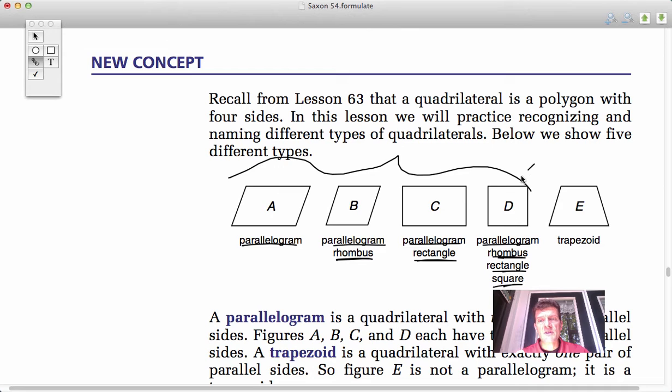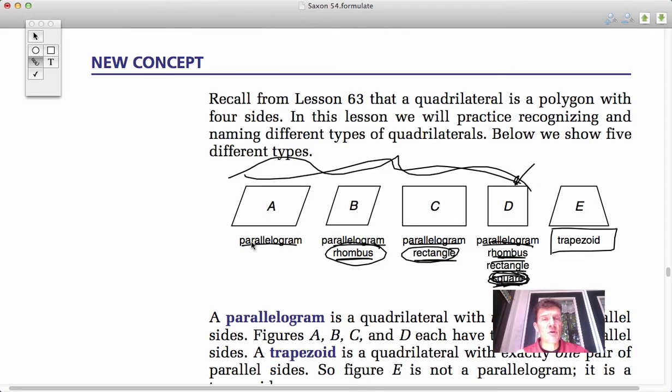And this one, object D, is even more specific. It's a parallelogram, a rhombus, a rectangle, but even more detailed, it is also a square. So we're going to talk about what makes something a parallelogram, what makes something specifically a rhombus, what makes something specifically a rectangle, and what makes something specifically a square. And then you'll notice the fifth one here is all by itself. It is not a parallelogram, and it is a trapezoid. So let's identify these really quickly and talk about the features that make them what they are.